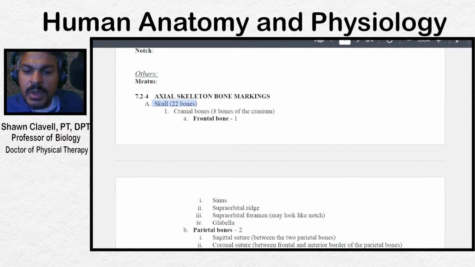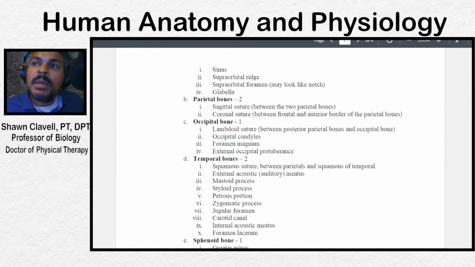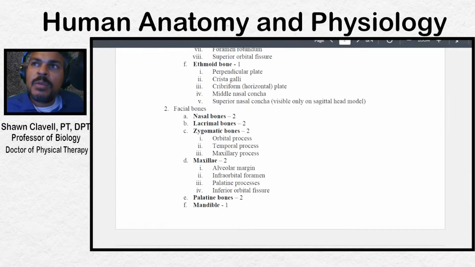I see what I did there. It's made of 22 bones. There's 8 cranial bones, or bones of the cranium, or what else would we call it? The calvaria, or even like the brain case. And then the facial bones. So there's 14 facial bones.